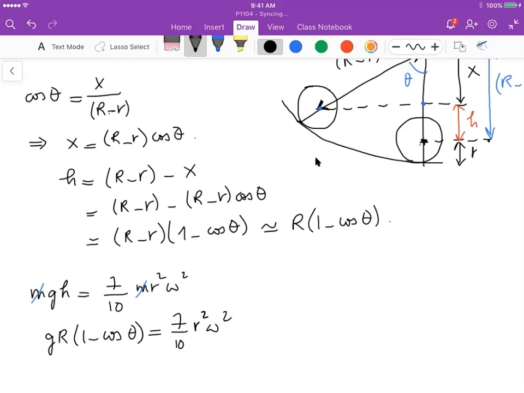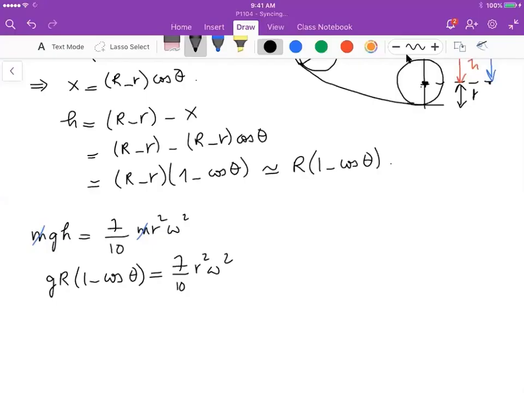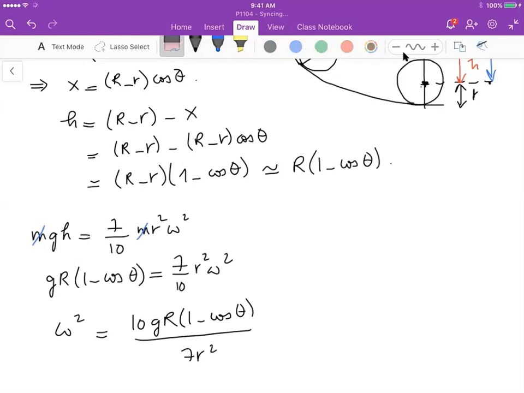And so we can now write down that omega squared is equal to 10 times g times R times 1 minus cosine theta divided by 7 times small r squared. And to get omega directly, we just put a square root on this expression. And so we end up with omega equal to the square root of 10 times R times g times 1 minus cosine theta divided by 7 r squared. And so this would be the answer.